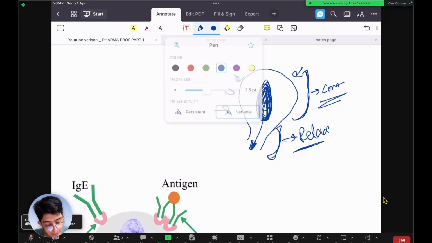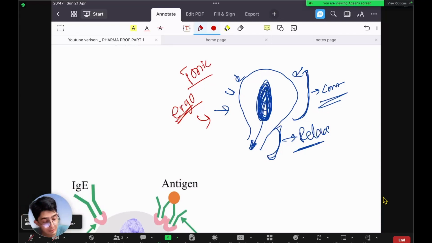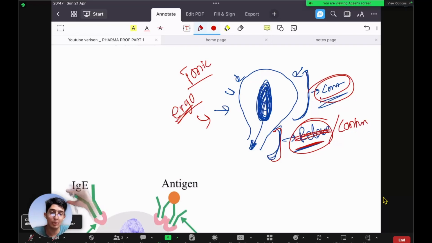But if you accidentally give ergometrine during the labor process itself, what will happen? Ergometrine will cause what type of contraction? A tonic type of contraction. And in tonic type of contraction, we studied that the contraction happens of the whole uterus. So this part will also contract, and instead of relaxing, the cervix will also contract, right? Because in tonic type of contraction, everything contracts: the body, fundus, and the cervix.